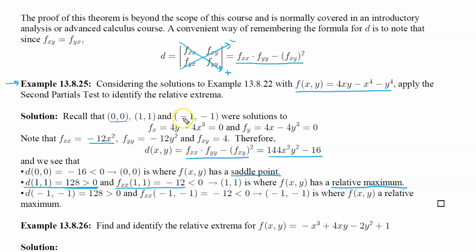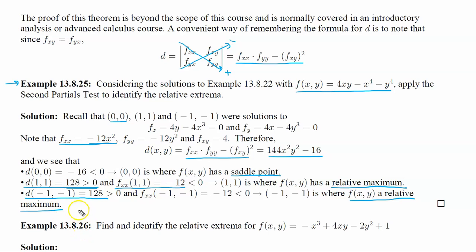Then we do the same thing with (-1, -1), that critical point. D of (-1, -1) is also 128, which is positive. Since this is positive, we now need to check the second partial with respect to x of f at (-1, -1). Plugging these values in here, we also get back negative 12, which is negative. And so the second partials test tells us that (-1, -1) is where f of x has a relative maximum.